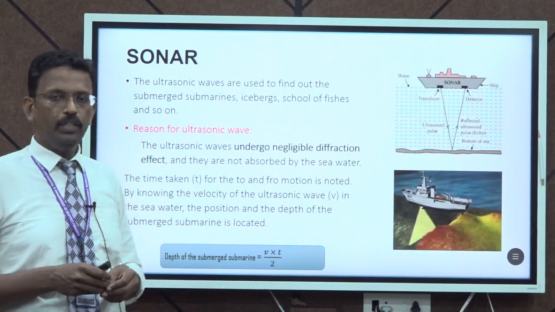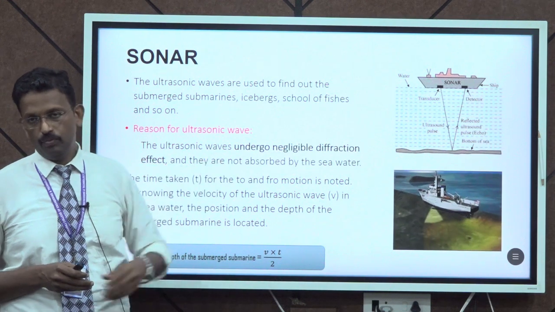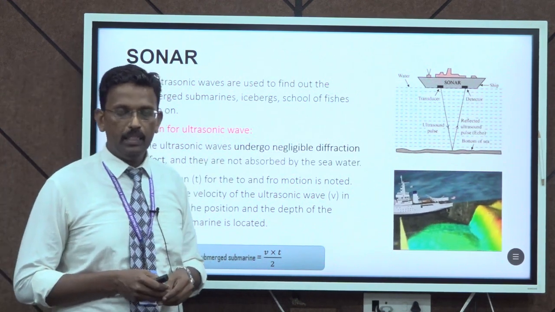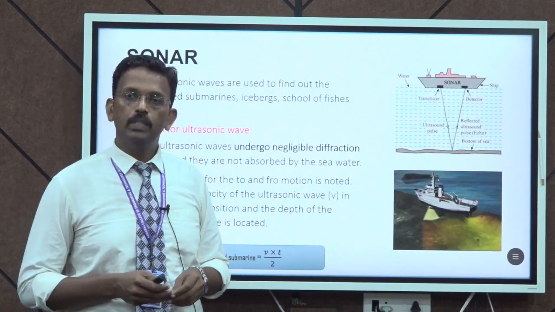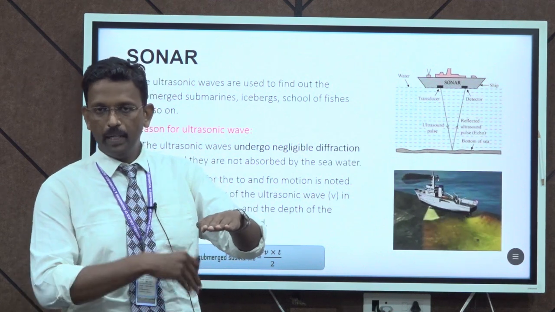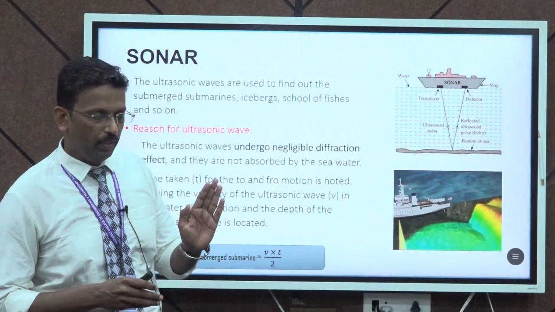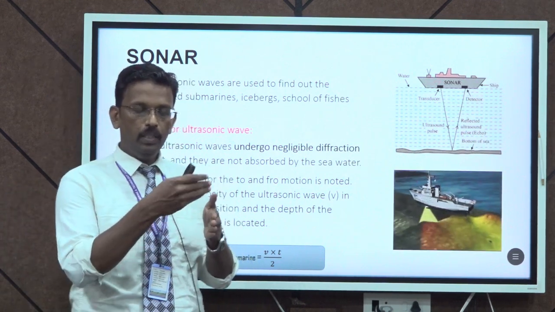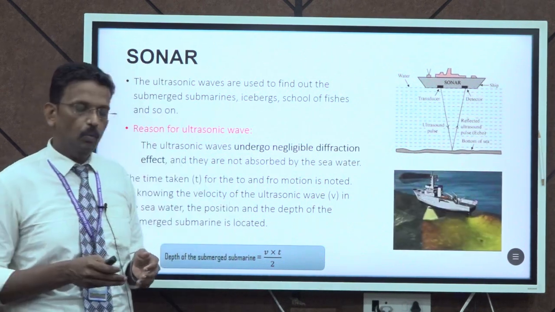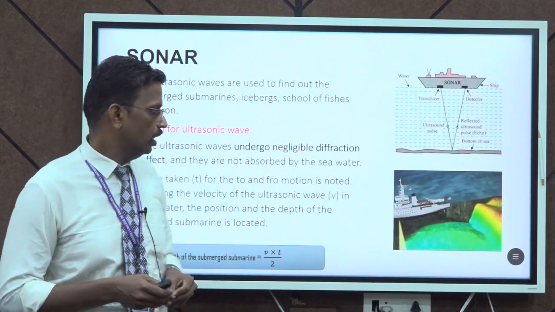So, how can we use the ultrasonic wave to detect these kinds of obstacles? The basic principle behind the operation of sonar is that when an ultrasonic wave meets a boundary which separates two different types of media, it will definitely get reflected. With the help of this, we can easily identify the depth of the sea.